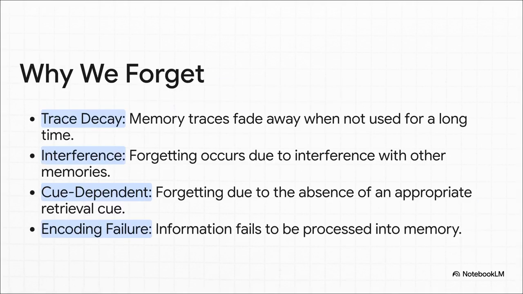So the big takeaway here is that forgetting isn't just one single glitch. It can happen for a bunch of reasons. Sometimes the memory trace just fades away. The classic use it or lose it. Other times, different memories get in the way and cause interference. Sometimes the information is totally there, but you just don't have the right trigger, the right cue to find it. And of course, sometimes you didn't really save it properly in the first place.